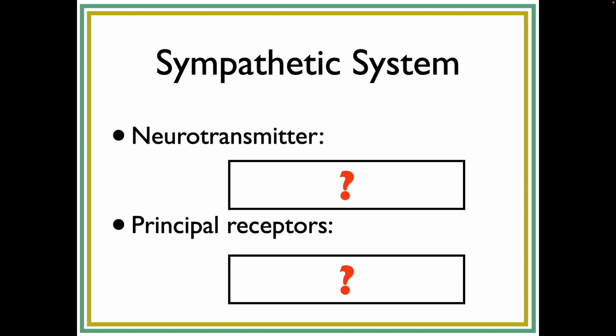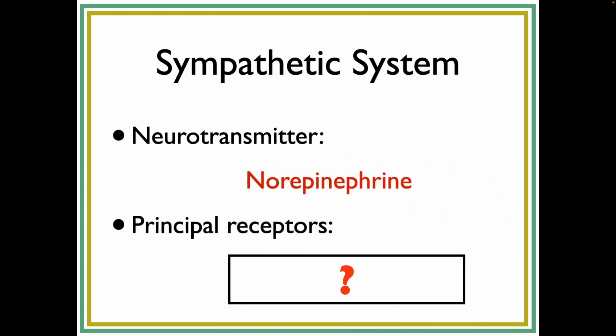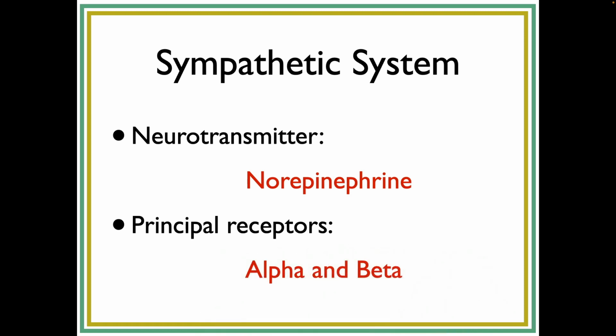So who knows, I'll just throw this open because this is probably a more difficult question. What is the main neurotransmitter within the sympathetic system? Anybody remember that? Norepinephrine and principal receptors. Anybody remember what the sympathetic system has? Alpha and beta, okay?